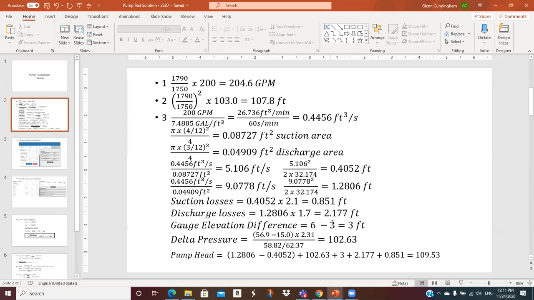And then you just have to add all of these up. So the difference in velocity head from this is on the discharge, this is on the suction, so the pump has to provide that. So that's that differential term here. And then here is based on the pressure difference. There's the gauge elevation, friction losses on the discharge side, and friction losses on the suction side. So on this calculation, I got 109.53, and that's feet.